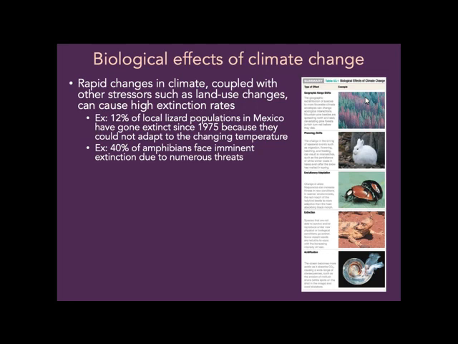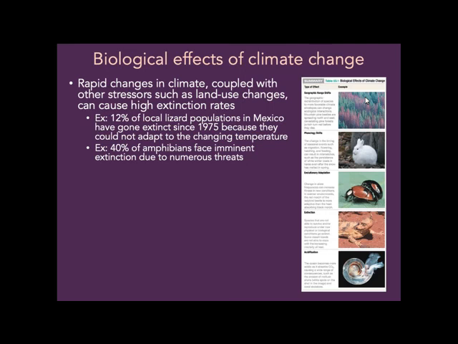So some examples here, combinations of things like changes in climate with changes in how we use land can cause high extinction rates. One example with the lizards is that 12% of local lizard populations in Mexico have gone extinct since 1975 because the temperature has increased and they can't live there anymore, and they've got nowhere to go.